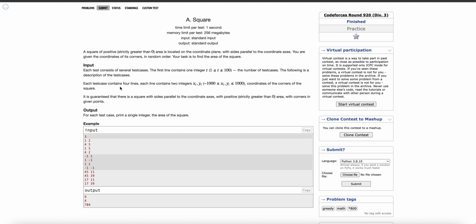So the input will be something like this. You are given an integer which tells us the number of test cases, and in each test case there will be 4 lines indicating the x and y coordinates of each corner of the square. Here these are the coordinates of the first square, these are the coordinates of the second square, and these are the coordinates of the third square. So let us try to come up with an approach for how we will be solving this question, right?